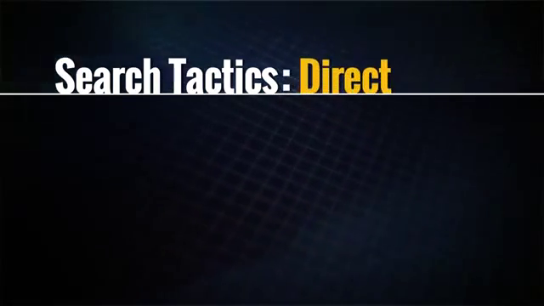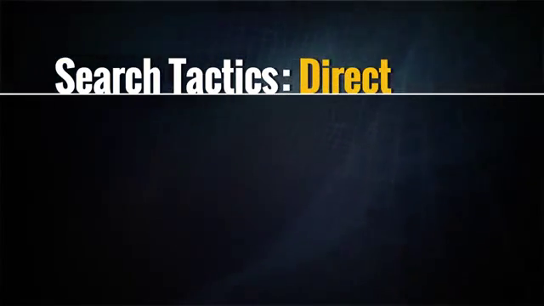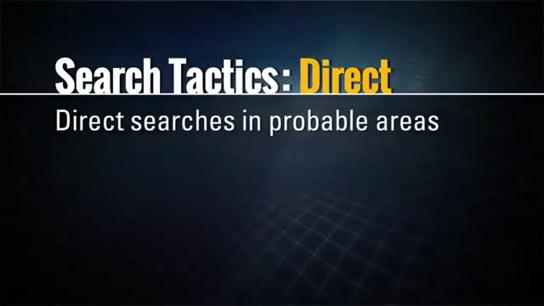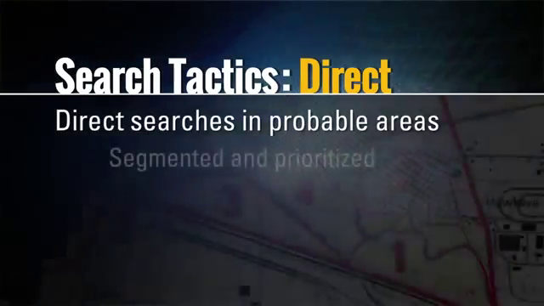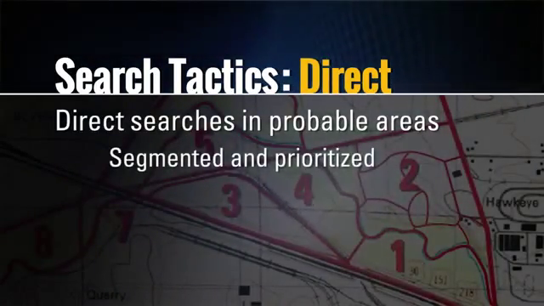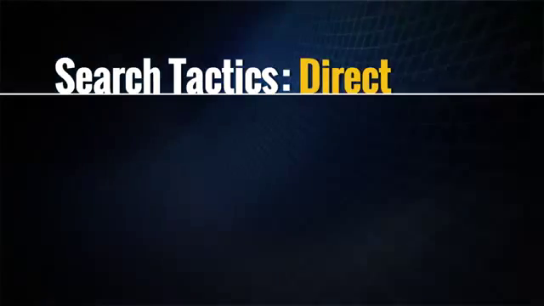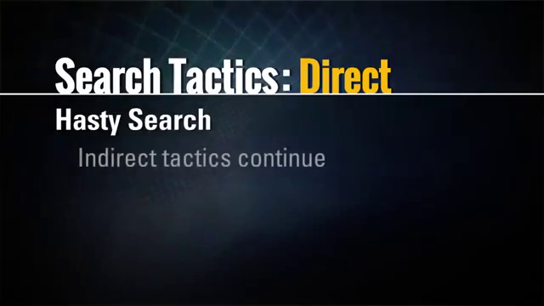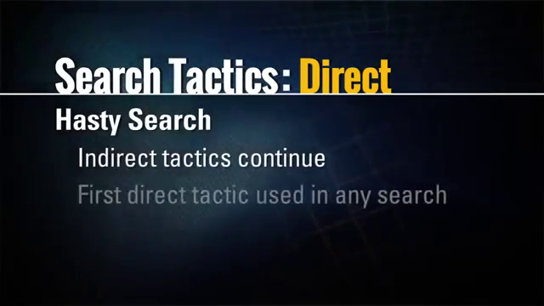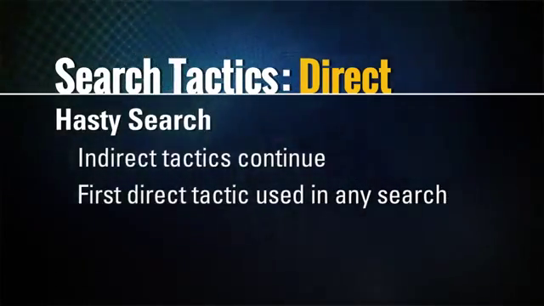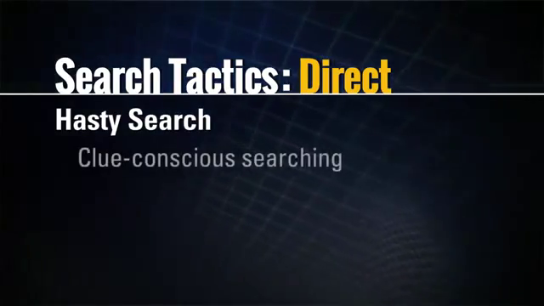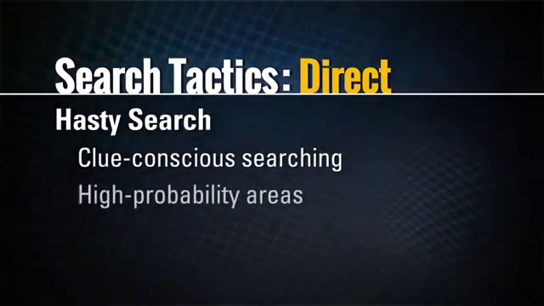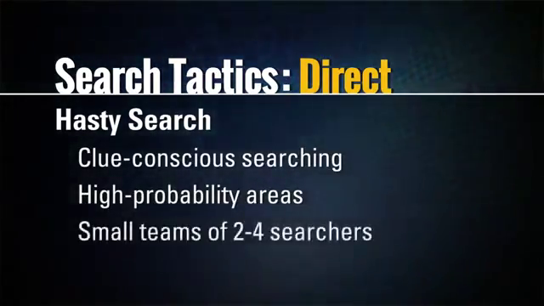Many search and rescue operations require direct tactics, putting boots on the ground, doing direct searches in probable areas. Remember, these areas should be segmented and prioritized for most effective searching. A hasty search, which is often employed while indirect tactics continue, is the first direct tactic you should use in any search scenario. It involves clue-conscious searching in high-probability areas by small teams of 2 to 4 searchers.